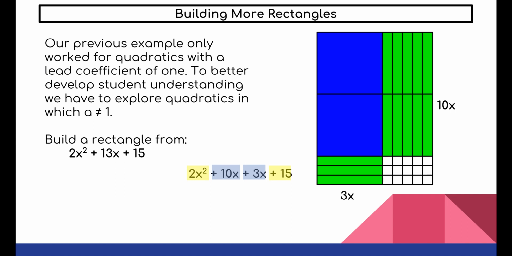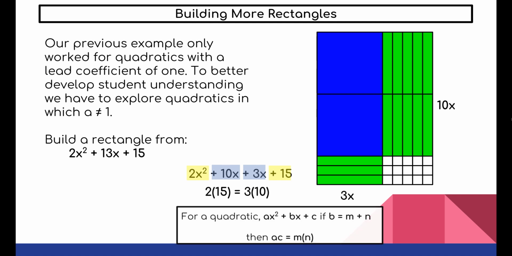One of the conclusions that we hope that they would draw is that the lead coefficient times the constant is equal to the product of the 2 linear coefficients. 2 times 15 is 30, 10 times 3 is 30. And this one piece is the critical information that we need to do all of the factoring.